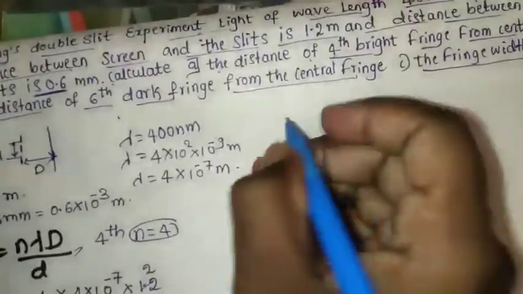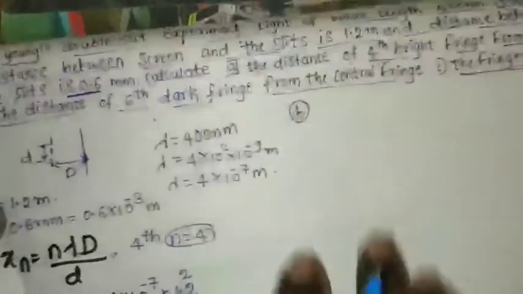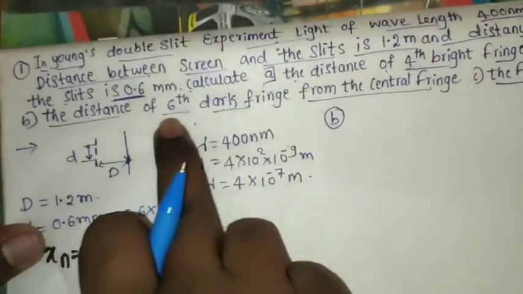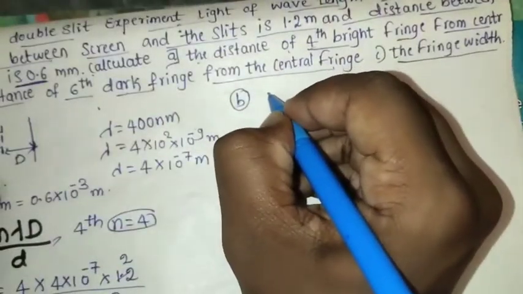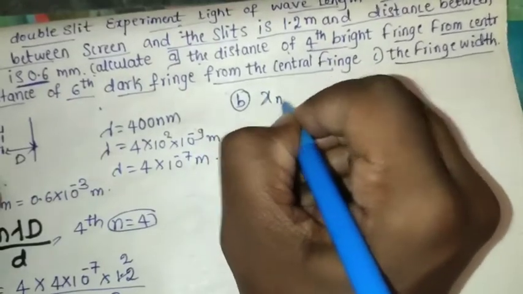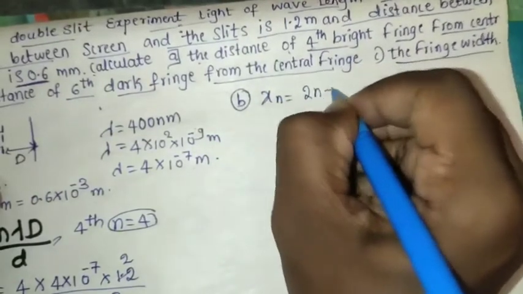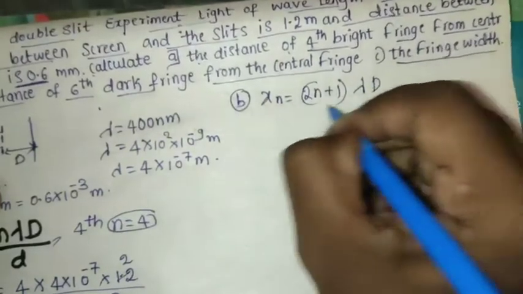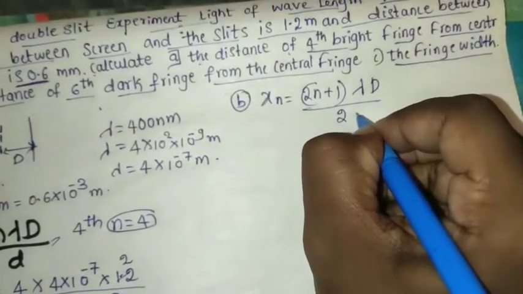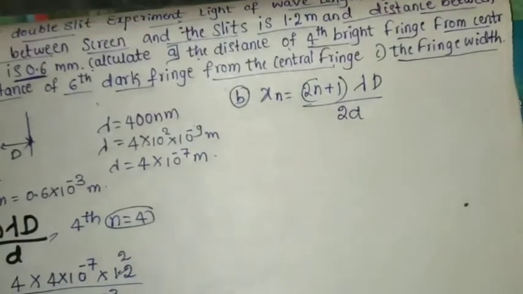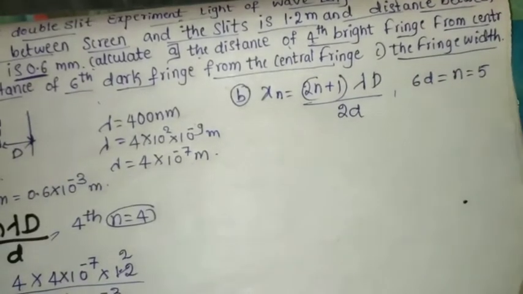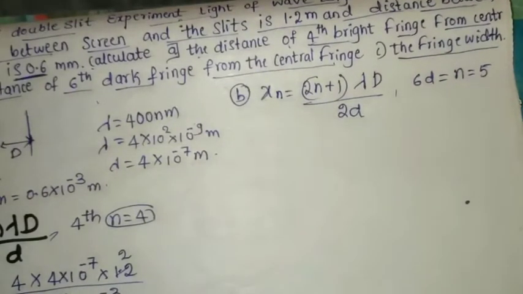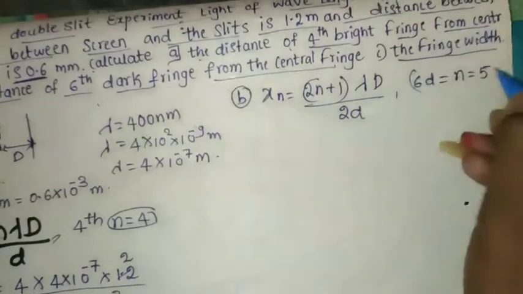Next, in B, they asked the distance of the sixth dark fringe from the center fringe. See carefully, they asked for the sixth dark fringe. The formula I will take is (2n plus 1) lambda D by 2d. For the sixth dark fringe, n will become 5. Initially I told that n is reduced by one, so n equals 5.